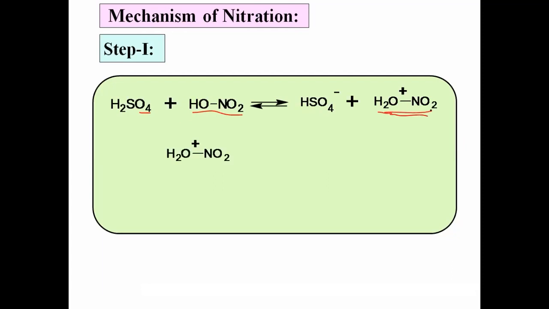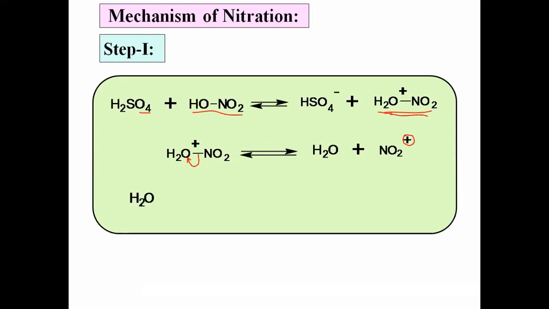Now in the second step, that protonated nitric acid undergoes decomposition. मग यामध्ये काय होतं? This bond undergoes breaking and the electron pair goes towards oxygen. There is a loss of a water molecule. It loses water molecule H2O. While during this bond breaking, the electron pair completely goes towards oxygen. Therefore, that NO2 group acquires positive charge. That nitrogen acquires positive charge, and there is a formation of nitronium ion.